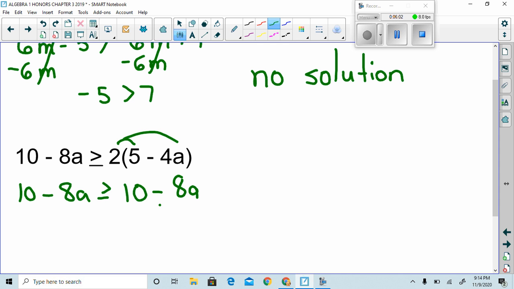Variables on both sides, let's collect them to one side. The variables cancel out on the left and the right. And this says that 10 is greater than or equal to 10, which is always true. So then this is going to be infinite solutions, or x is equal to all real numbers.